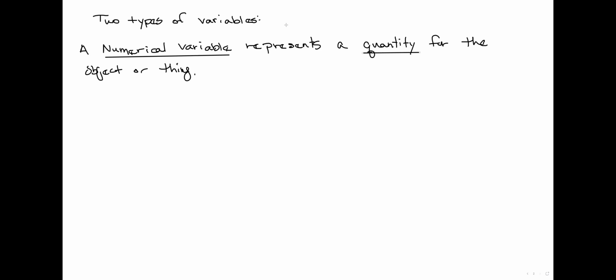So the key connection there is that numerical and quantity go together. For the example that we've discussed, the height and weight would both be numerical variables. They represent a quantity related to the object or thing that's in your study. So let's put this in the data. And then the second type is a categorical variable. It represents a quality.